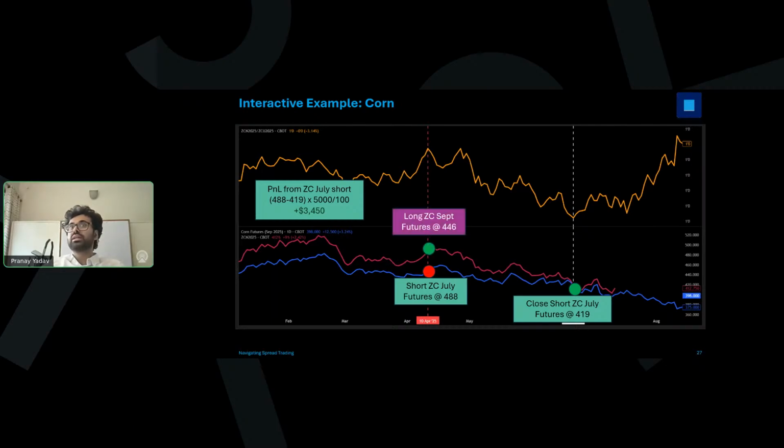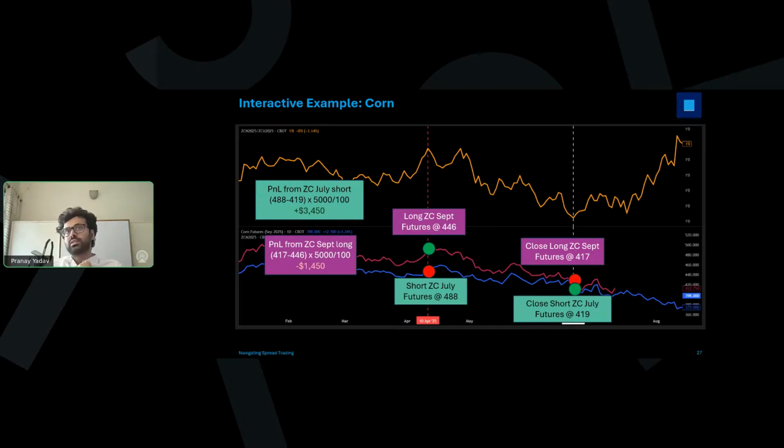During that same time, we did have the long position as well. Because this is a calendar spread, it wasn't a singular position we gained exposure to, right? It was both of them at the same time. So that long position, we can clearly see, was loss making. We entered that at 446, but prices fell to 417. That resulted in a net loss of 1,450. But again, despite the fact that one of these legs was loss making, your overall position was still massively profitable. Your net P&L from the spread was actually $2,000.